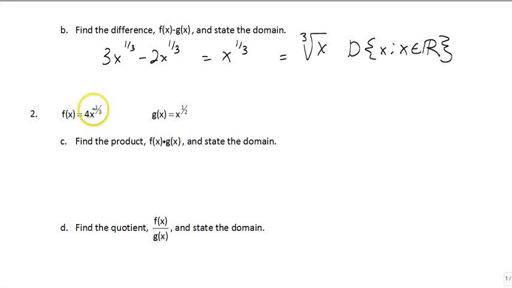Okay, for this one, it's all real again. So let's think about that, all real. But for this one, all non-negative numbers is my domain. It can be all non-negative numbers.